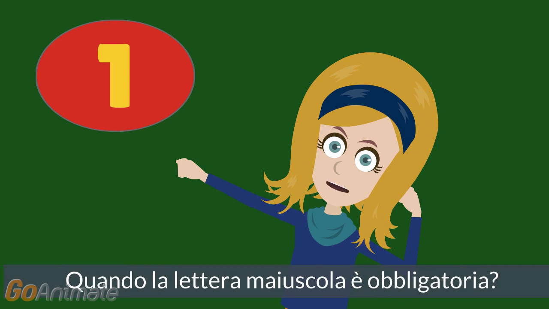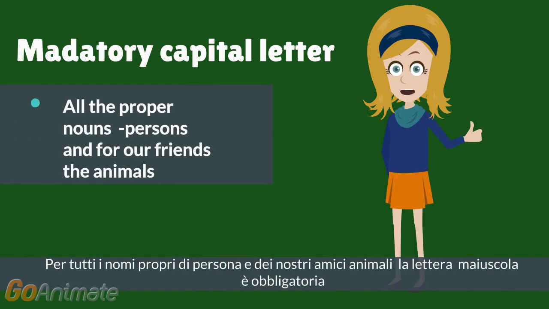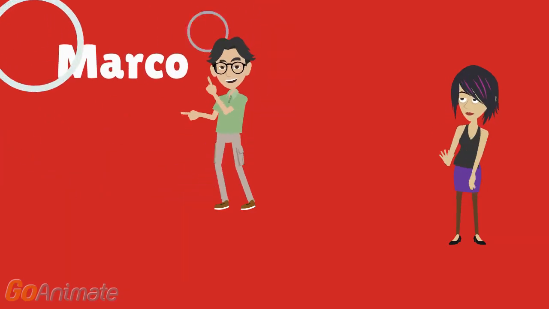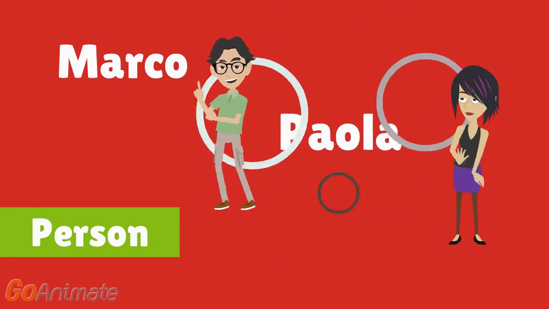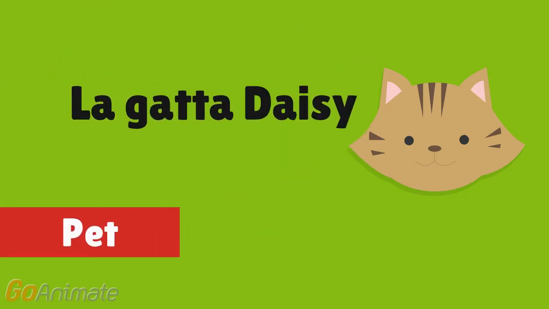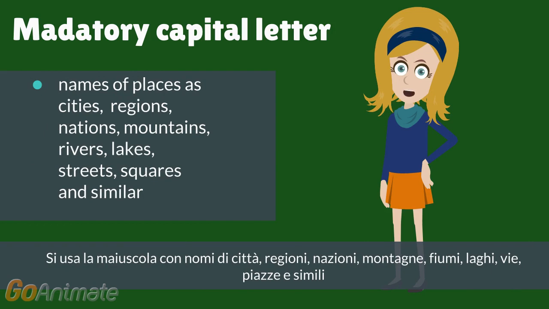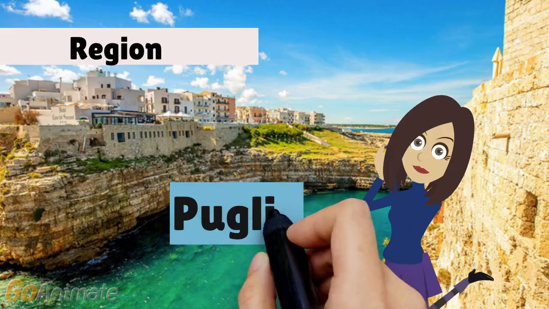The capital letter is mandatory for all proper names, both for people and for our animal friends. See the examples. Marco, Paola, la gatta, Daisy. You use the mandatory capital letter for all the proper names of places, such as cities, regions, nations, mountains, rivers, lakes, streets, squares and similar.